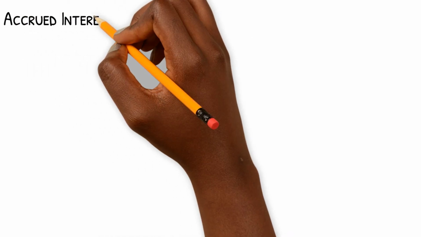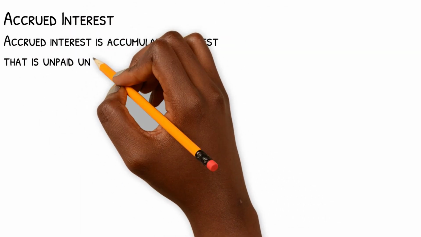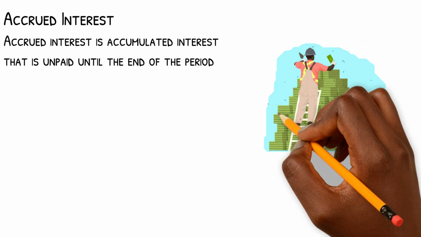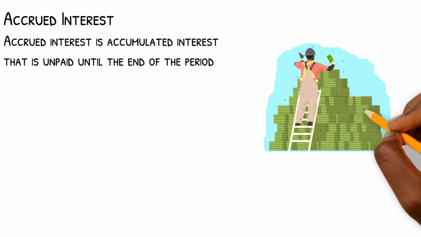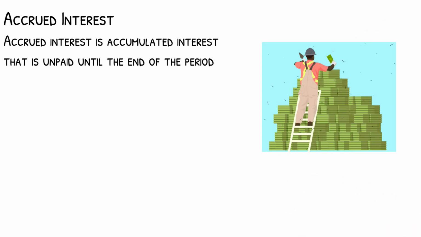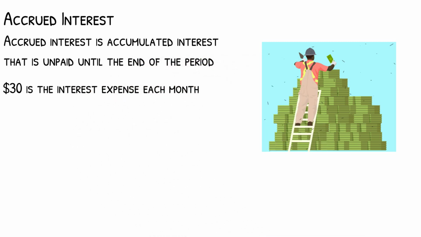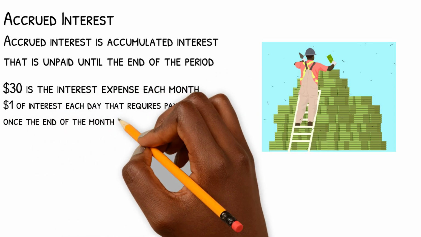Accrued interest. Accrued interest is accumulated interest that is unpaid until the end of the period. If a loan requires monthly payments, at the end of each month, interest steadily accumulates throughout the month. For example, if $30 is the interest expense each month, the loan is accruing $1 of interest each day that requires payment once the end of the month is reached.